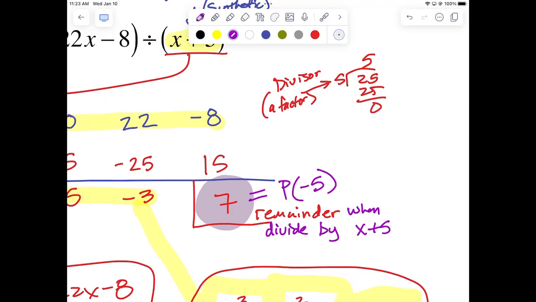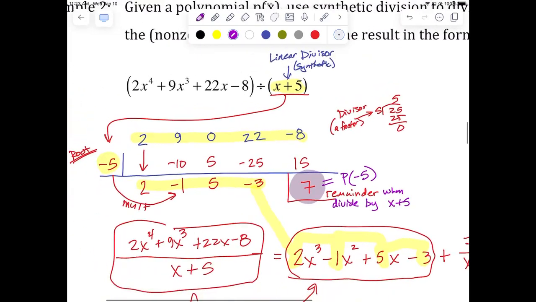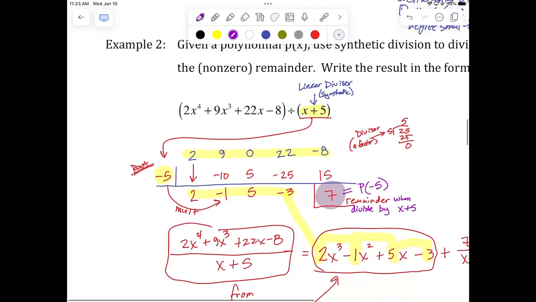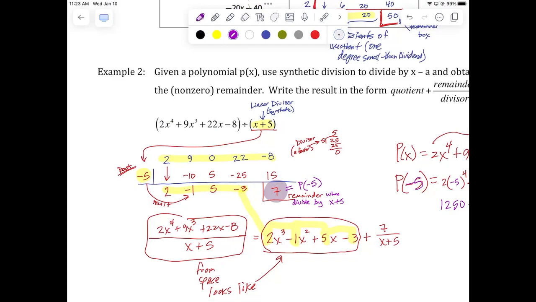It serves two purposes. It's fantastic. The 7 is the remainder when you divide by the factor x plus 5, but it's also the function value when you plug in a -5 into the dividend. And wasn't that a lot easier to get the 7? We just brought down the 2 and then we multiply, add, multiply, add, multiply, add. It was easy.